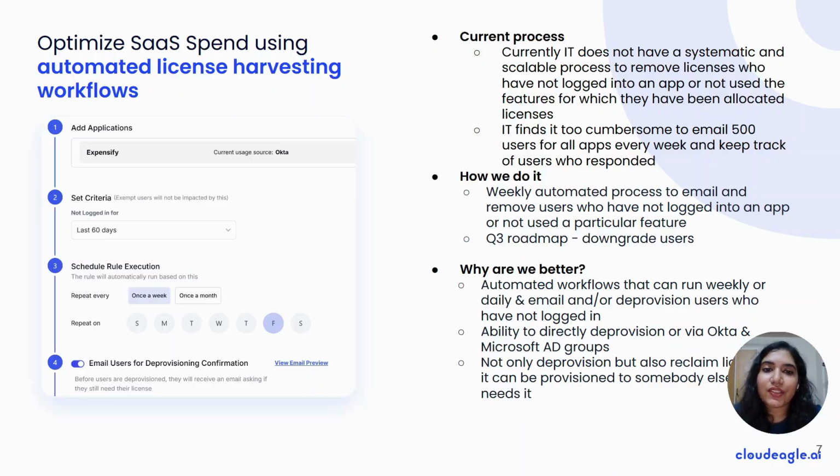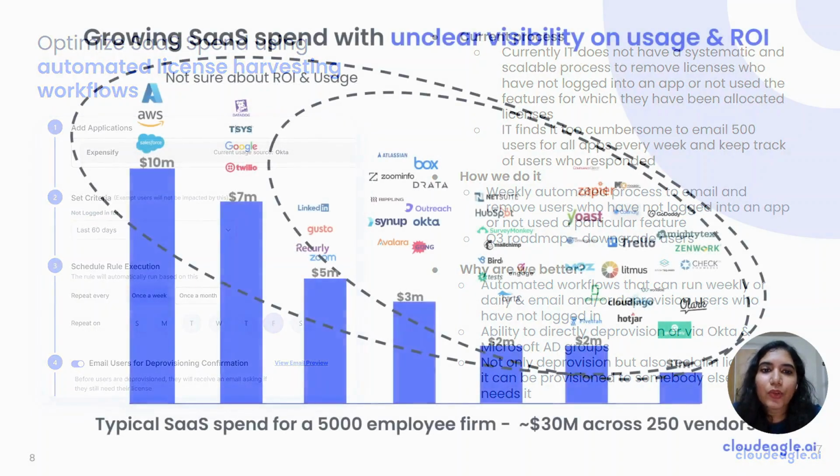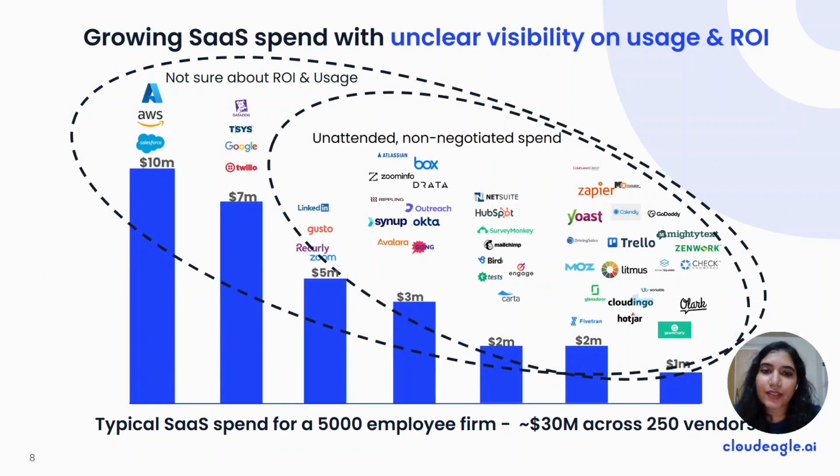The bigger picture here is scale. Most mid-sized and enterprise companies now have hundreds of SaaS tools, and that number is only growing. Managing access and licenses manually doesn't work anymore. CloudEagle helps teams like yours stay ahead of the curve.